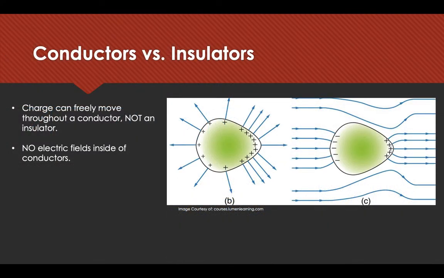Briefly, I just wanted to mention that conductors don't have an electric field inside of them. That's because all the charge goes to the outside. The charge can freely move throughout a conductor, so there's no electric field inside.